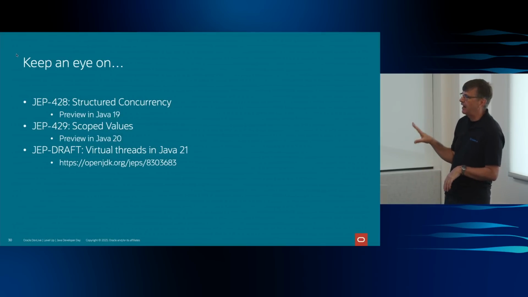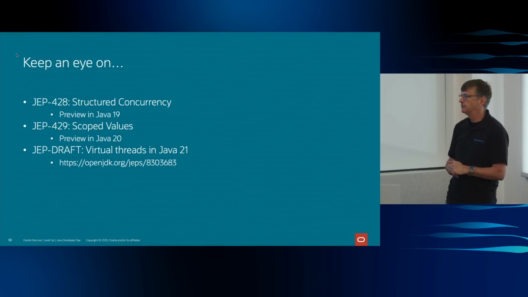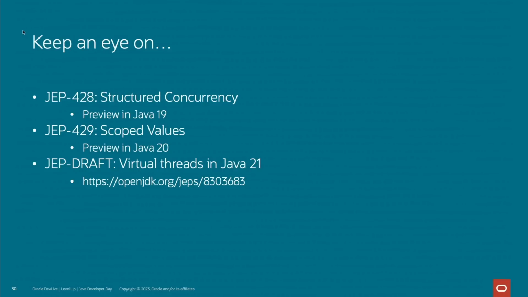All right, some things to keep an eye on. JEP 428 is something called structured concurrency. It was a preview in Java 19. This lets you take tasks in your Java program and create a relationship between them, organize them hierarchically. It works well with virtual threads, especially if you're spinning off a lot of virtual threads to do different tasks. This helps you to manage that. So that's available as a preview in 19 and 20. So take a look at that. I mentioned scoped values, which becomes a preview in 20, which has just been released, I think. So take a look at that.